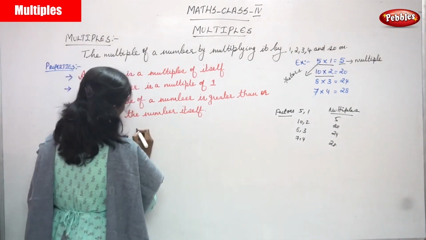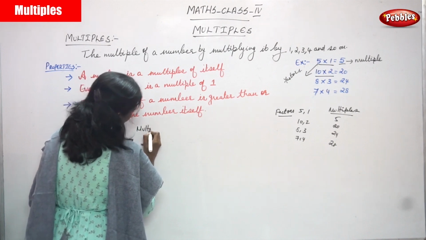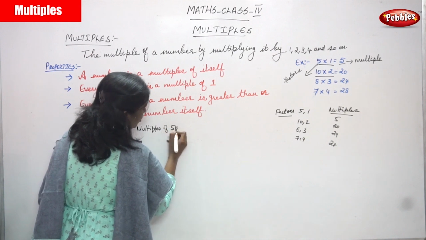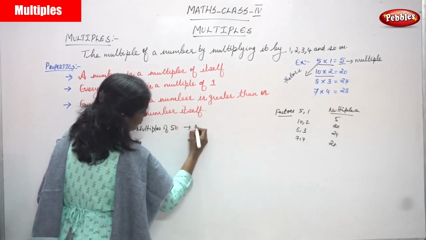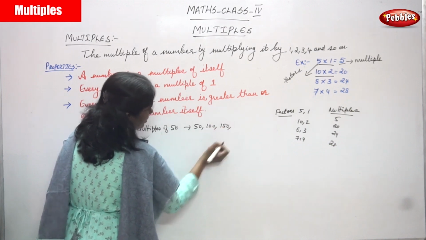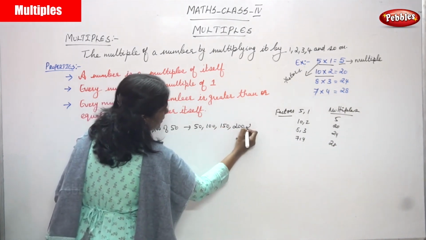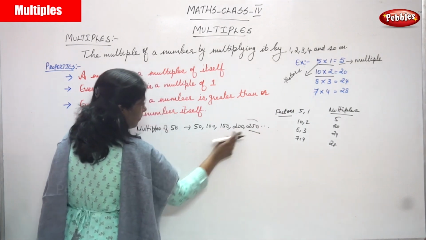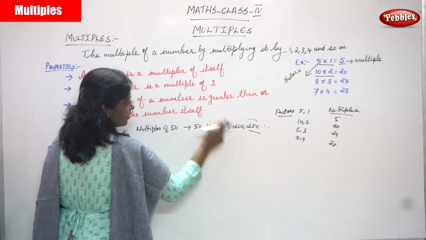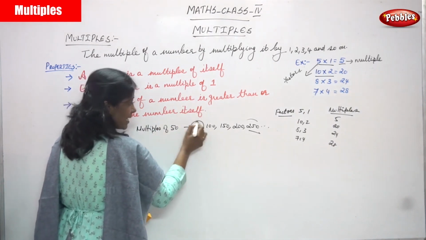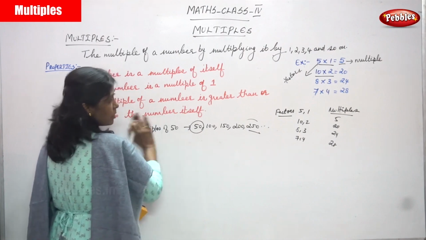For example, I am telling you the same thing with multiples of 50. Multiples of 50 means 50, then 100, then 150, then 200, then 250, and so on. 250 is greater than all of these numbers, 50, 100, 150 and 200. But in the multiples of 50, you can get the same number 50. That is the meaning of the sentence.